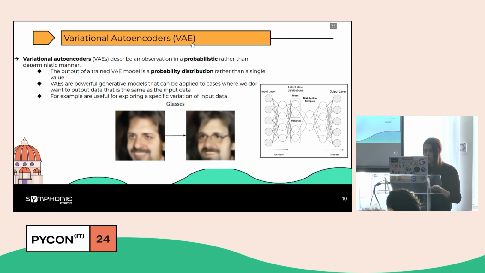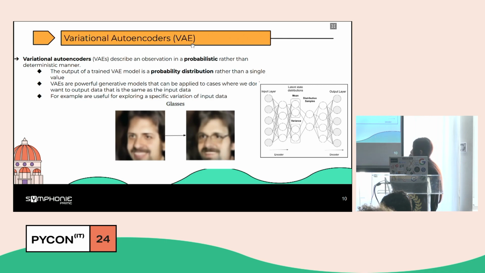Starting from variational autoencoders, these kinds of models describe an observation in a probabilistic way. So basically, we are not going to have an exact result starting from the input data, but we are going to have something that in a probabilistic way is very similar to the input. For example, here in the image, we can see that starting from the image on the left, we can have something that is very similar but is different because the generated image has glasses.